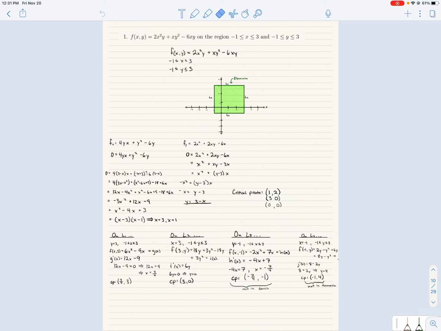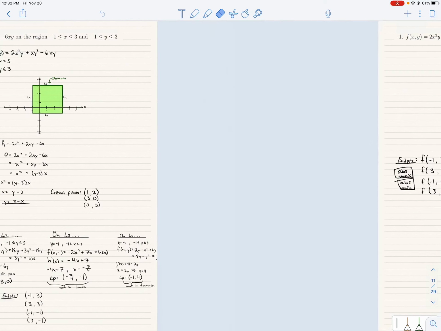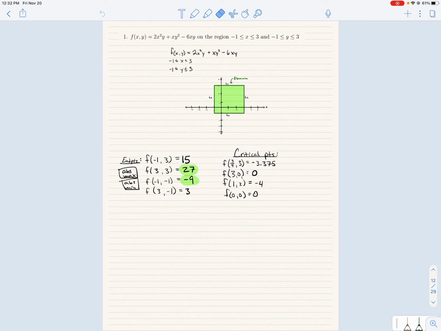We can continue the same process and see that on L2, there's a critical point of (3, 0). But when we do the same thing for L3 and L4, the critical points are not in the domain, so we can just ignore these. We also have to remember that the endpoints at the corners of the domain also have to be evaluated. So when we have all of these critical points and endpoints that are potential absolute maximum and minimum values, we evaluate them all for f of xy, and we see that the maximum value is 27 at the point (3, 3), and a minimum value of -9 at (-1, -1).